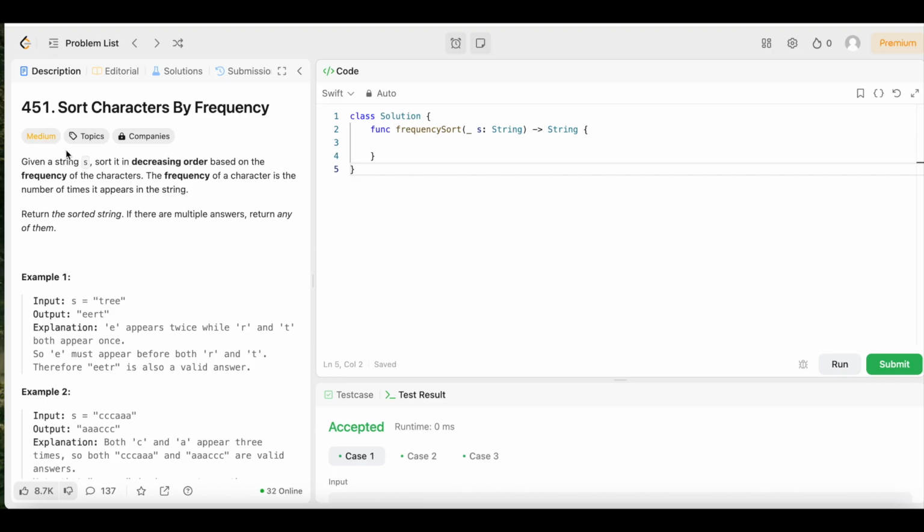And today we have question number 451, sort characters by frequency. The difficulty level is medium, but don't worry because you already know we're going to keep the solution as simple and easy to understand as possible.